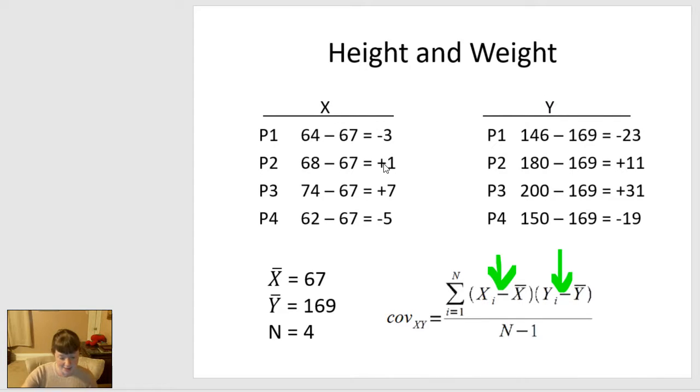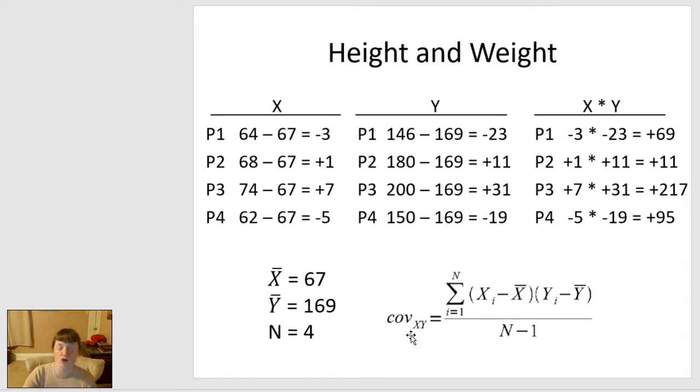But here's the second person. They had a positive number for the first variable and a positive number for the second variable, right? And the sign very much matters because this indicates that this person is above average on both. Third person, above average on both. Fourth person, below average on both. So now I've done this first step in this equation. So what's the next step?